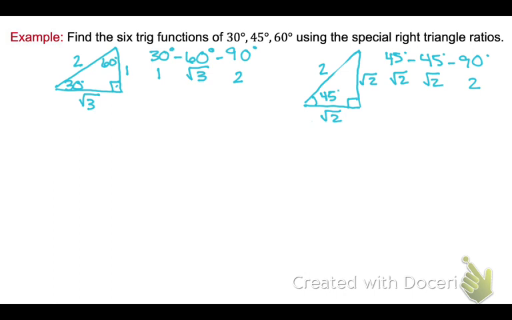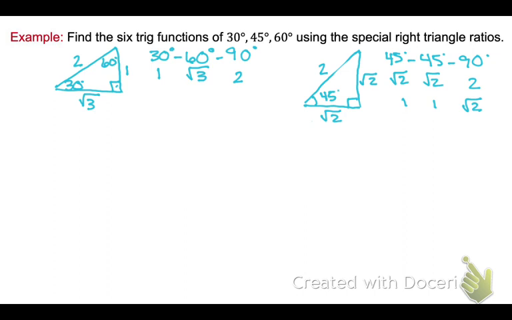If you use, like in geometry, I would probably bet you were taught 1, 1, square root of 2, because that's just what they do. And if we rationalize 1, 1, square root of 2, so we multiply them all by the square root of 2, we get 2 on the hypotenuse, the same. I teach my geometry students square root of 2, square root of 2, 2, just because it makes it easier.